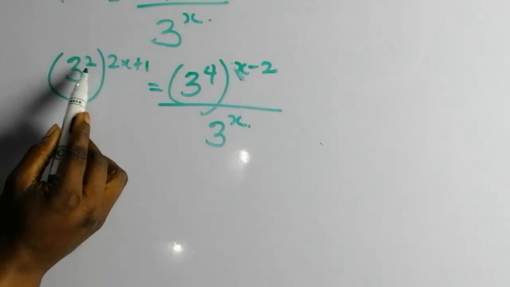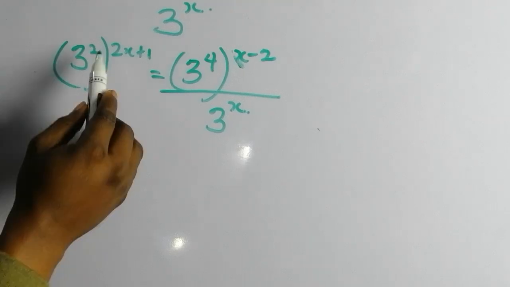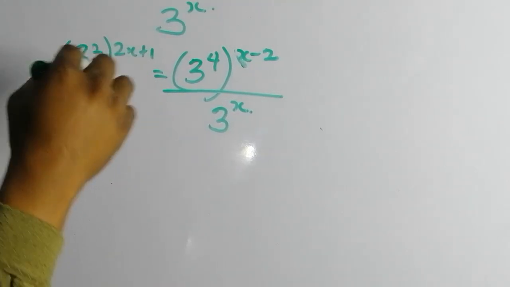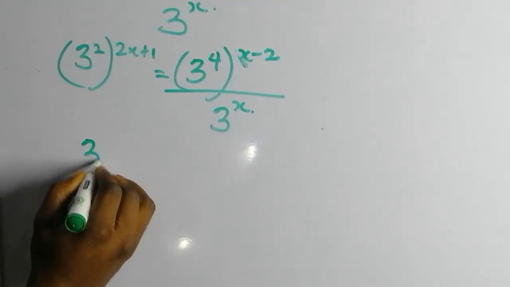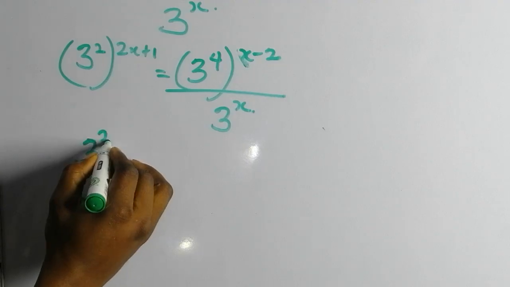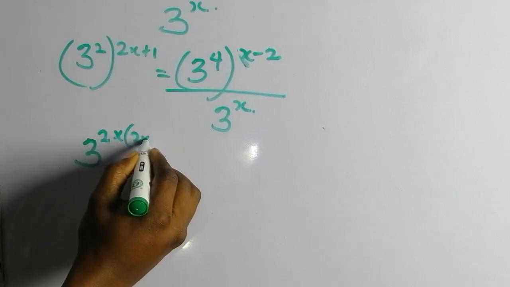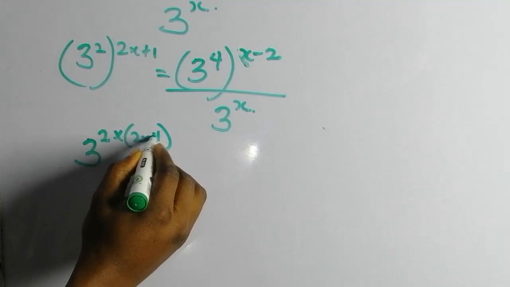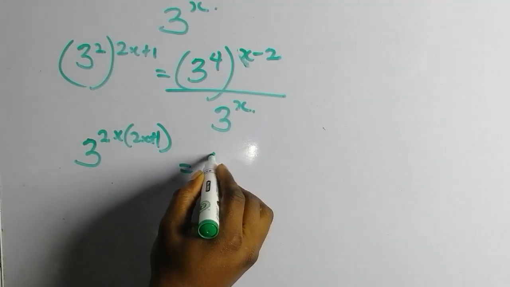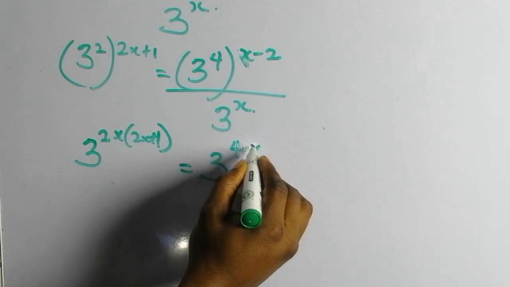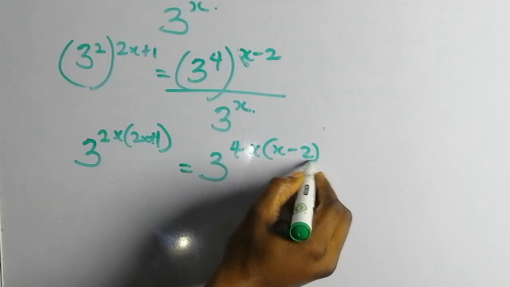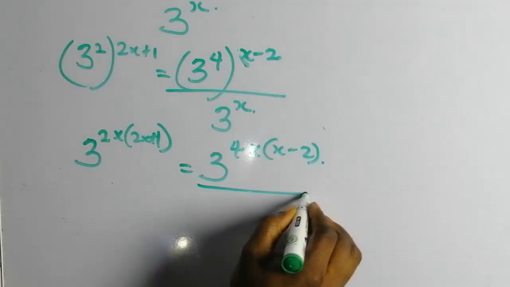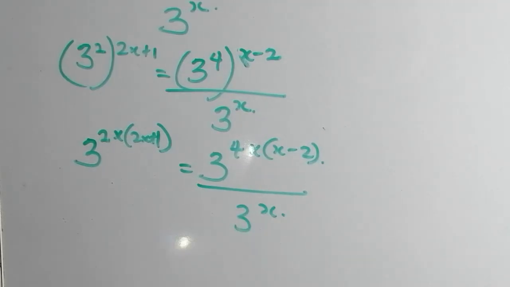So now look at these two, look at this 2x plus 1. That is times, it means times. So don't let me jump steps. This is the same thing as 2 times 2x plus 1, because this one is also the same thing as 4 times x minus 2, all over 3 raised to the power x. It's still the same thing if I don't want to use the brackets, but I can jump it, but I don't want to jump it so that you can understand the process very well.